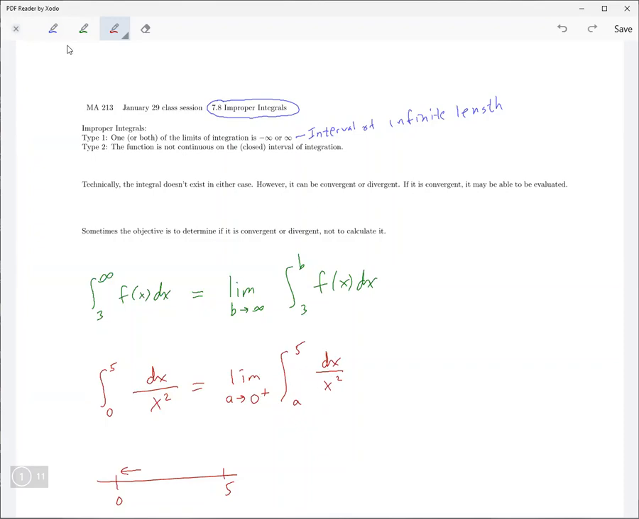Now, in practice, usually you can just evaluate it with the 0 there, and if you can plug a 0 in, then great. If not, then it's not going to work. But sometimes you'll have to go to the limit definition. So we'll do some examples of this.